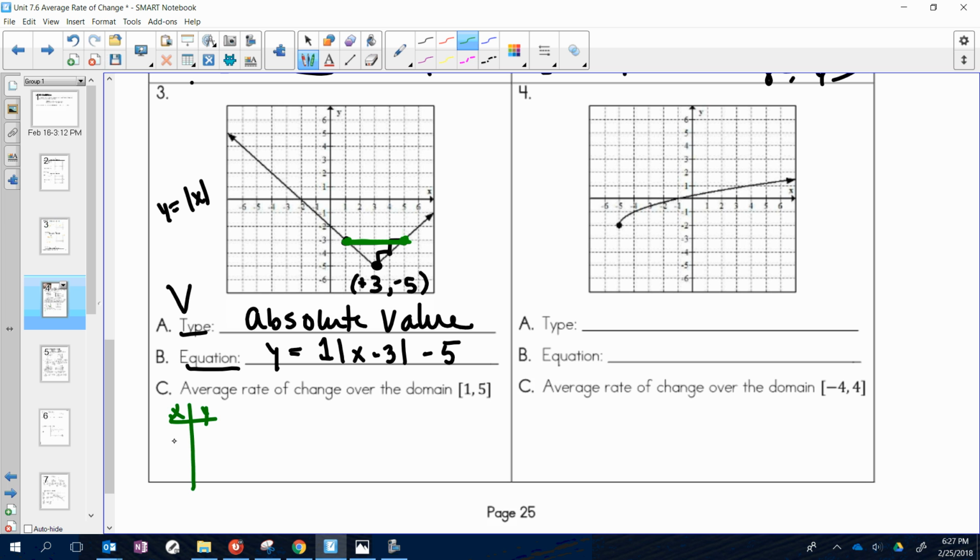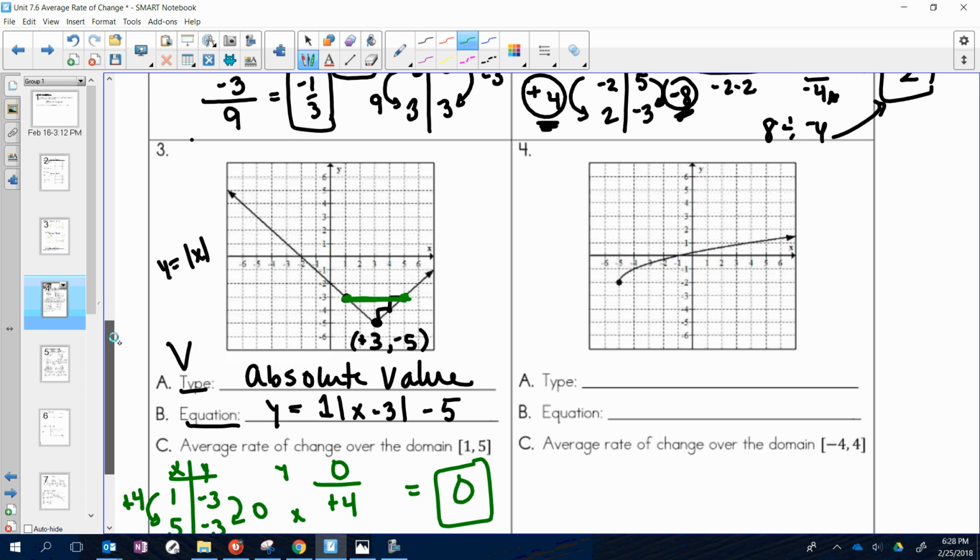X, Y, 1, 5. At 1, y is negative 3. At 5, y is also negative 3. So this change is 0. This change is up 4. So my y changes are 0, my x changes are positive 4. 0 divided by anything is 0.